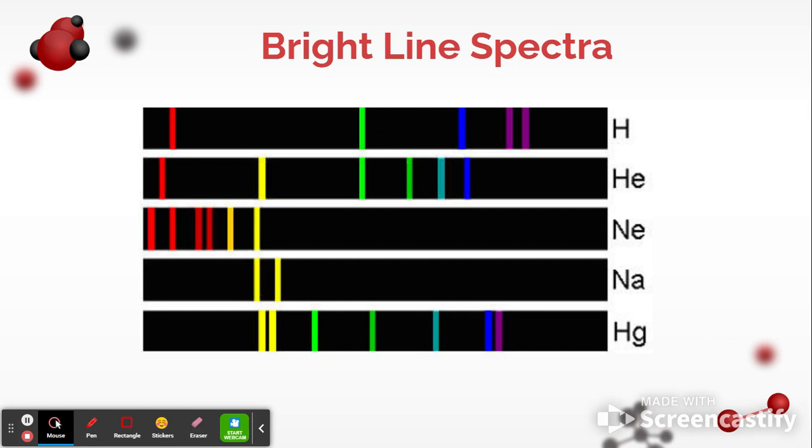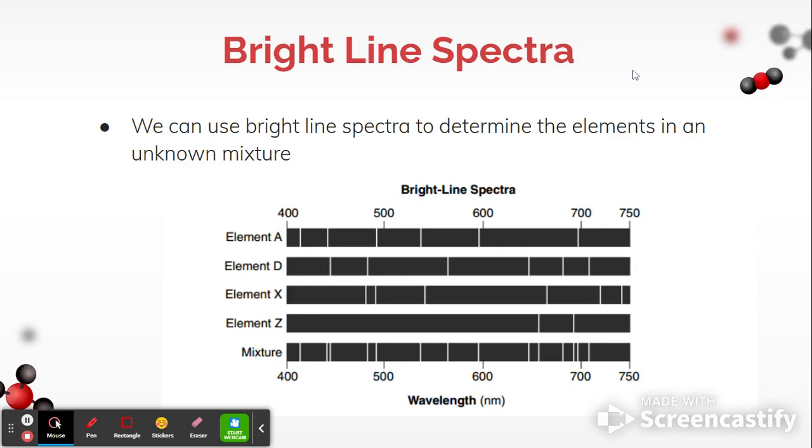As we've discussed, bright line spectra is distinct to each and every element. These are a few examples of this. For example, hydrogen will always have this bright line spectra, whereas mercury will always have this bright line spectra. If we have a substance, we can analyze the bright line spectra to determine the contents of that substance. We can also apply the same idea when analyzing the contents of an unknown mixture, a mixture being a combination of two or more elements.